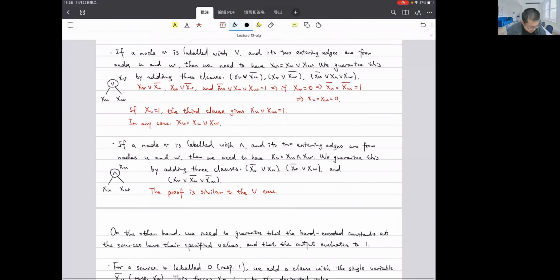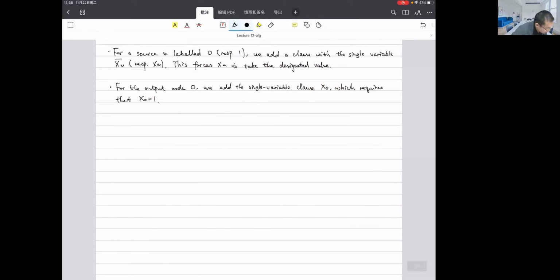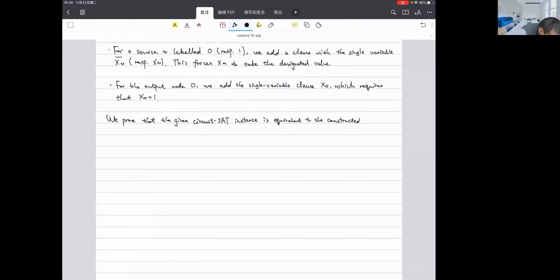Okay, so if there's no question, the next thing, as you can imagine, that we need to prove is that the given circuit SAT instance is actually equivalent to the constructed SAT instance that we just made here. So we say that this is actually equivalent.